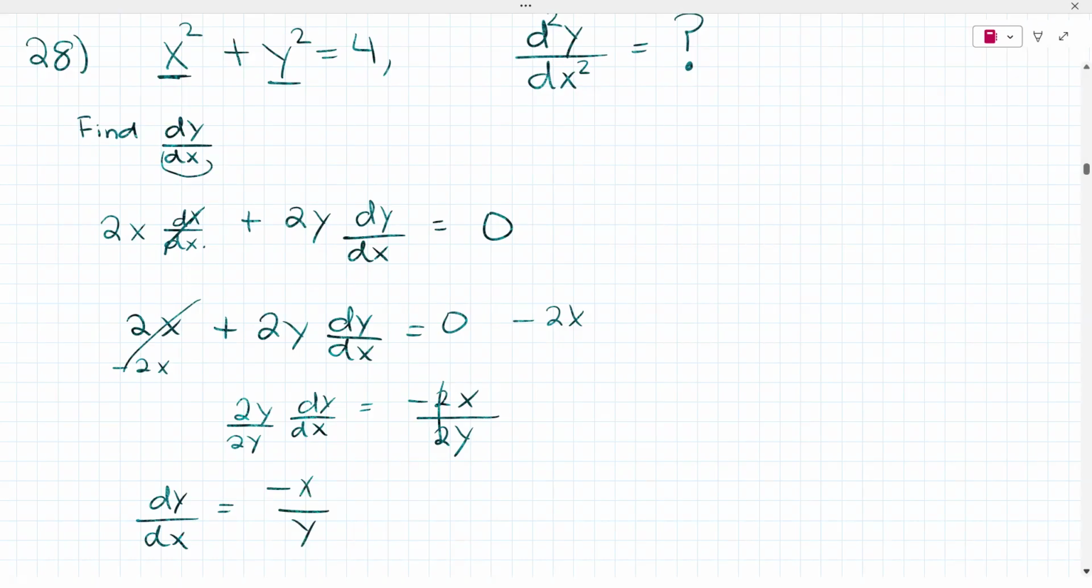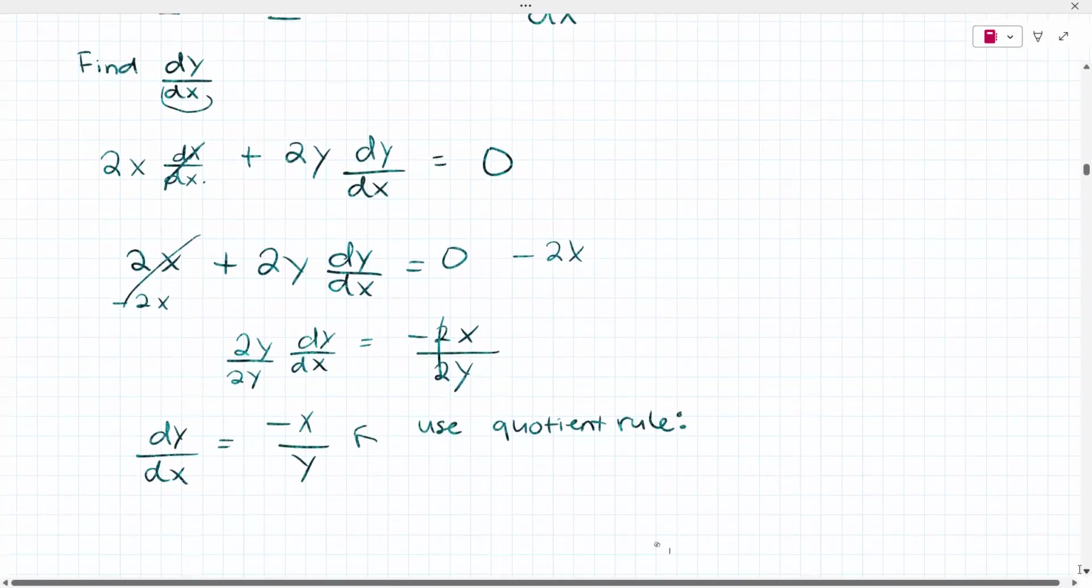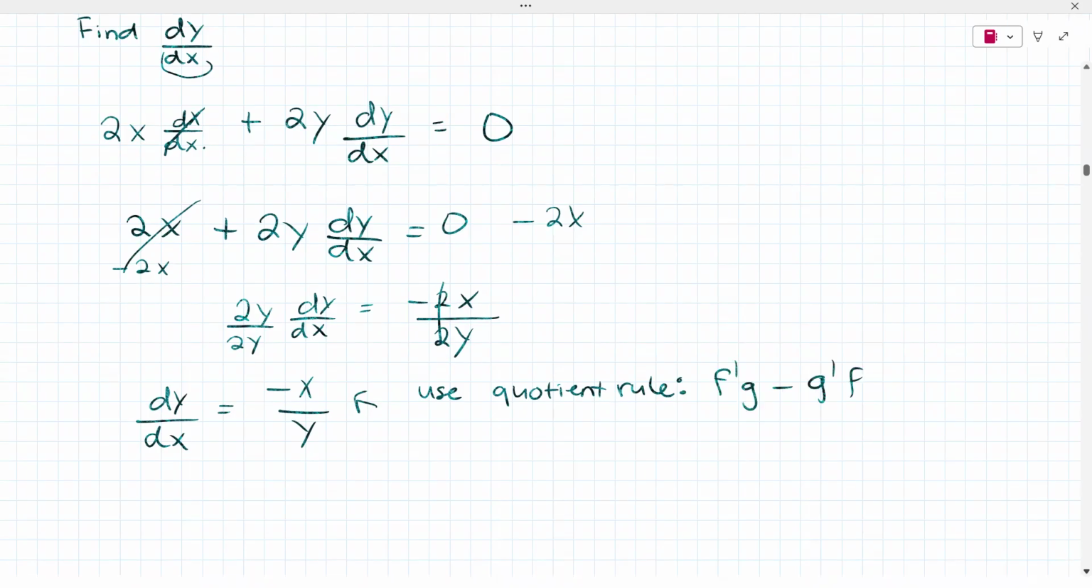Now, is this our answer? No. We've got to find the second derivative with respect to x, so you've got to use what's called the quotient rule. So just use the quotient rule. If you recall, the quotient rule is this: f prime of g minus g prime of f all over g squared.